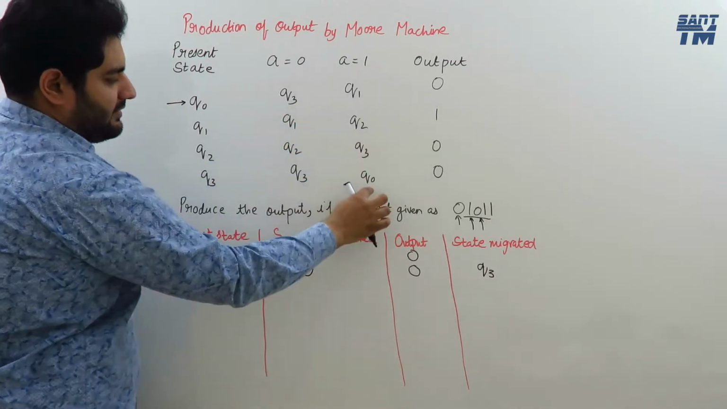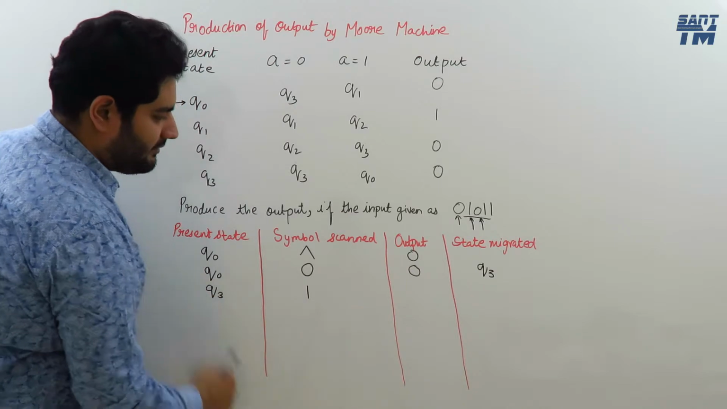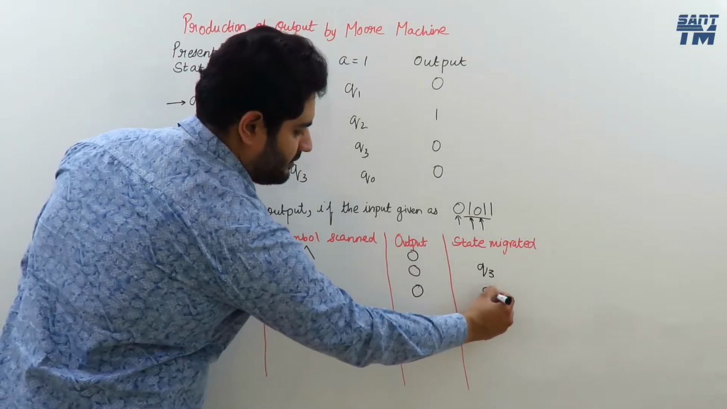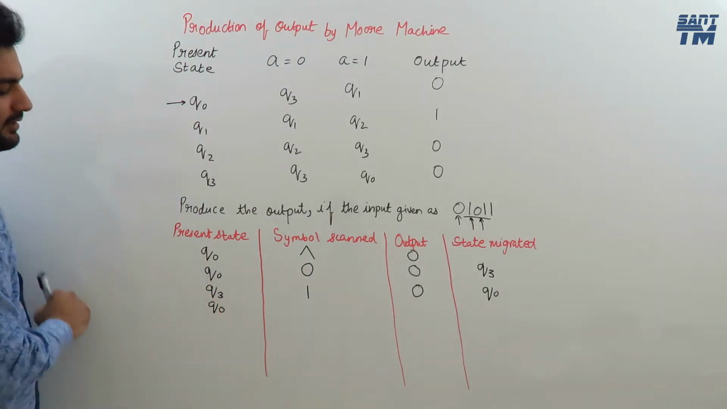Q3 on 1 gives us Q0 and 0 as output. So we scan the symbol 1 and the output produced is 0, and we are again moved to Q0. Now the present state is again Q0.